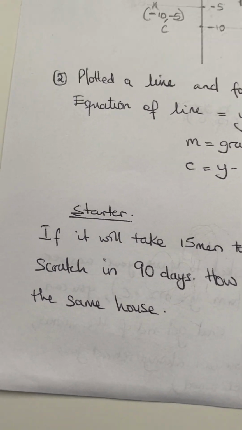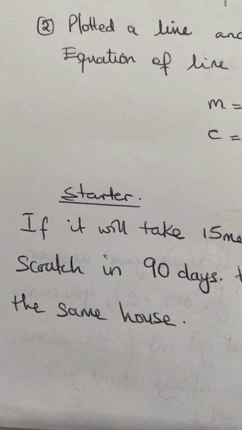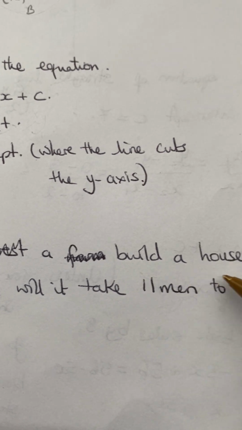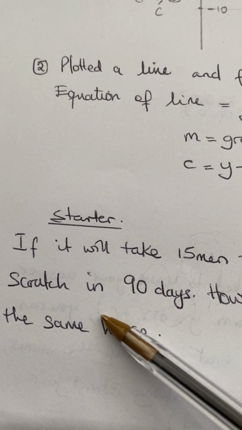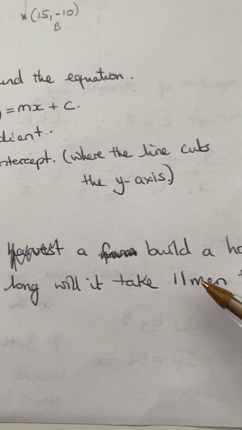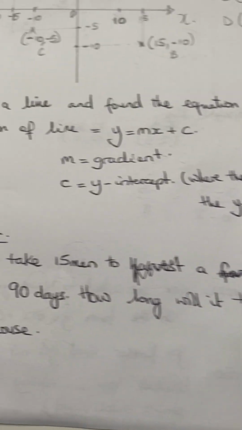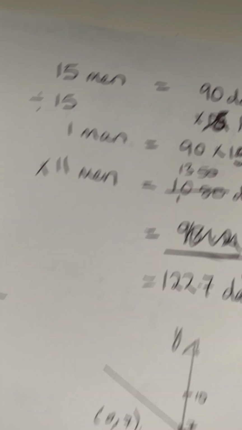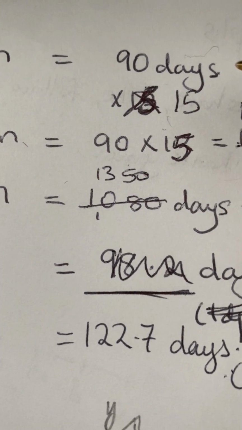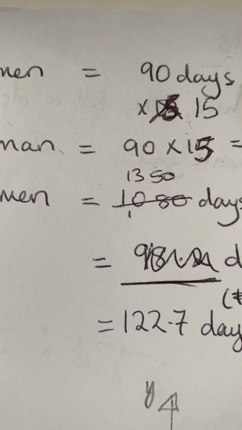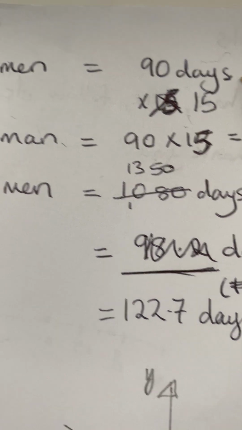Now our starter for today. If it takes 50 men to build a house from scratch in 90 days, how long will it take 11 men to build the same house? So it's going to take 50 men to build the house in 90 days. A full house, 15 workers.